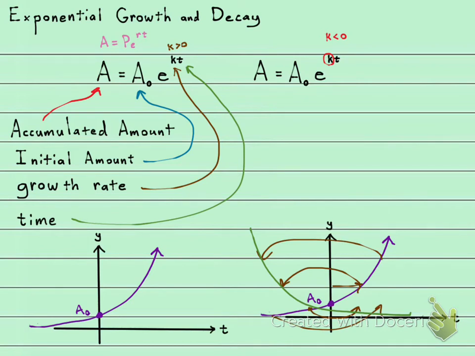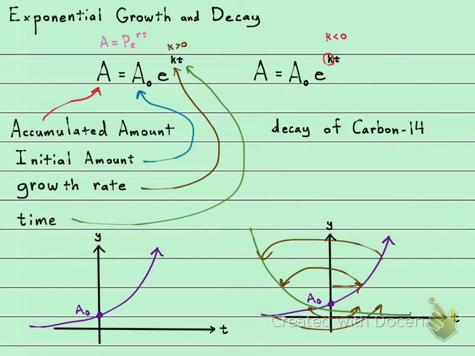And we are going to model the decay, for example, the decay of carbon-14. You have carbon-14 in a living organism, and over time it all starts to leave. And so you can find out how old something is by using this model.